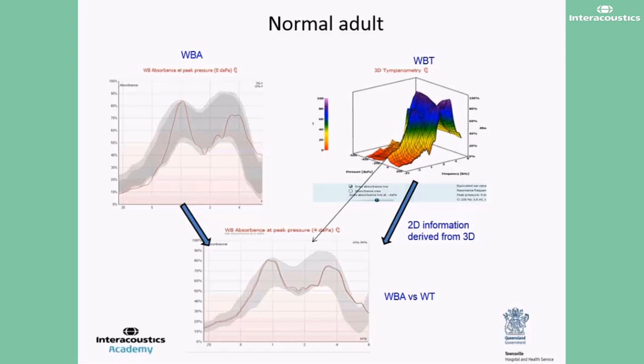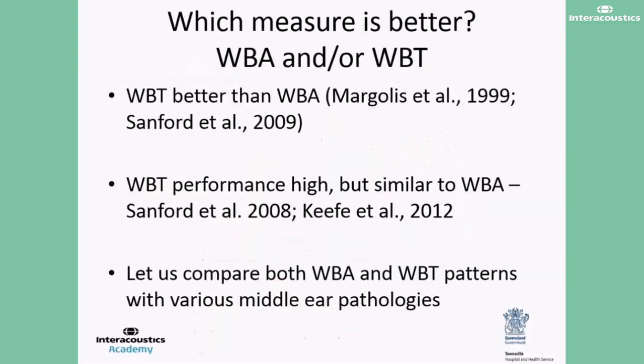Which is better, absorbance at ambient pressure or tympanometric pressure? Earlier studies have shown that wideband tympanometry is better than wideband absorbance. It had better test performance and higher accuracy compared to the ambient pressure condition. But later studies have shown that wideband tympanometry has similar test performance to absorbance at ambient pressure condition. So there's not a big difference between either ambient or pressurized condition. So do we have to measure only one in that case? Let's have a look at a couple of slides and see whether we need to use both the wideband tympanometry and the ambient pressure curves.